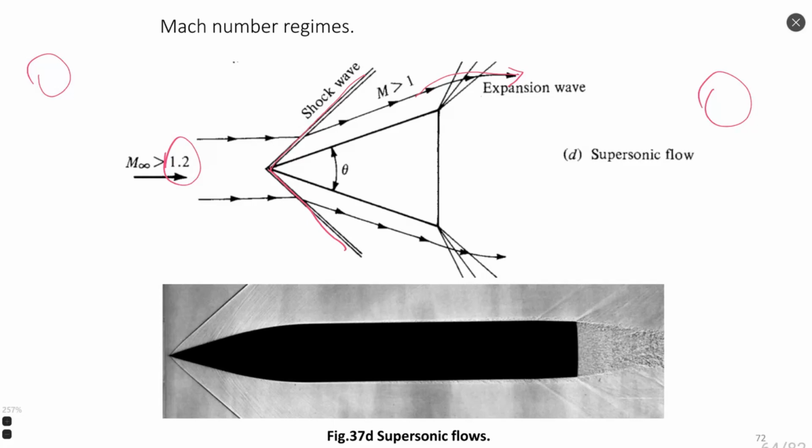In figure 37D, you can also see a Schlieren photo that shows the shock wave and expansion waves after the body. One comment here: of course, if we have supersonic flow, there could be some region where the flow is still subsonic, but these regions are very small with respect to the global volume of calculation.